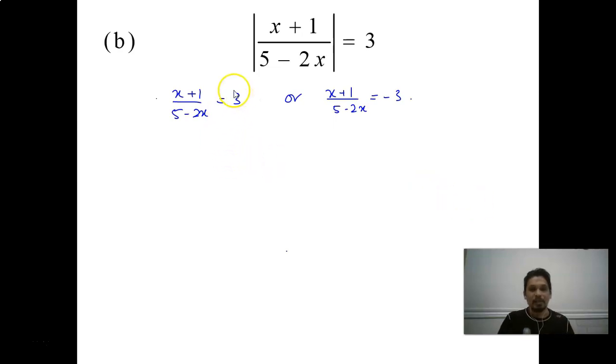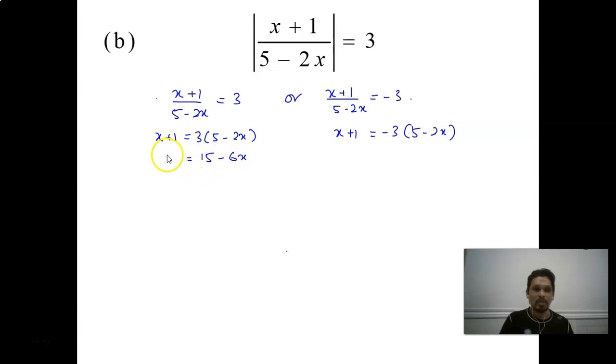Now, since there is an equation here, we use cross multiplication. So x plus 1 equals 3 times (5 minus 2x), and also here x plus 1 equals negative 3 times (5 minus 2x). So this is 3 times 5, 15, and 3 times negative 2 equals negative 6x. Negative 6x brought here becomes positive, so x plus 6x, 7x. 1 brought here becomes negative, so 15 minus 1 equals 14, and x equals 14 divided by 7, 2.